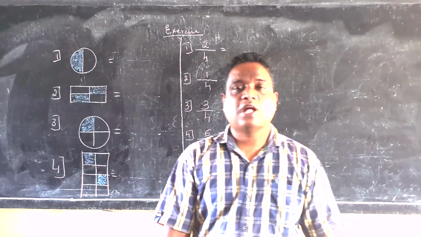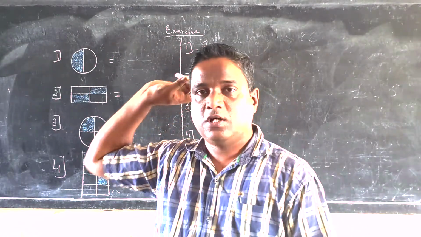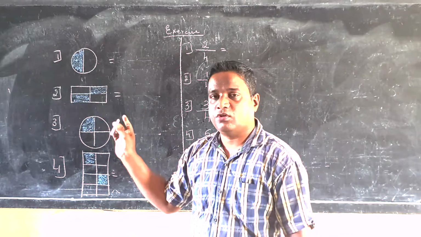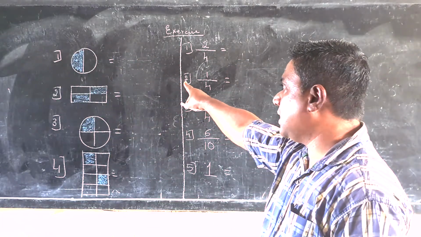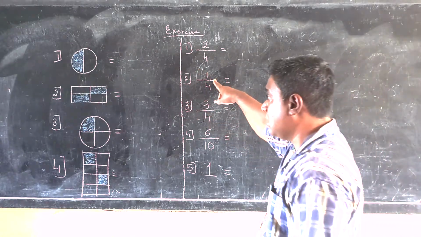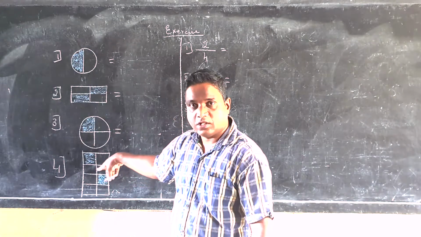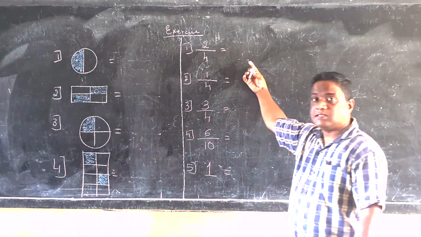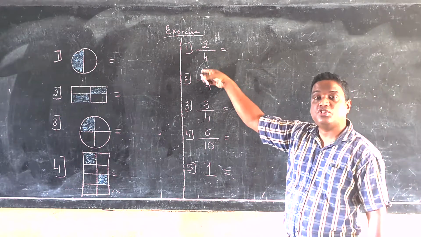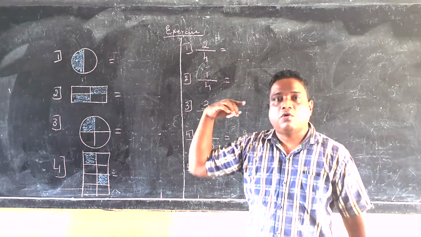So students, we'll start with exercise 1 and exercise 2. I'll just show you the examples. Then we'll solve those exercises. In the first exercise, I have given different types of shapes or figures. You all have to write the fraction. And in the second exercise, I have given the fraction. You all have to draw and shade. So, what is a fraction?